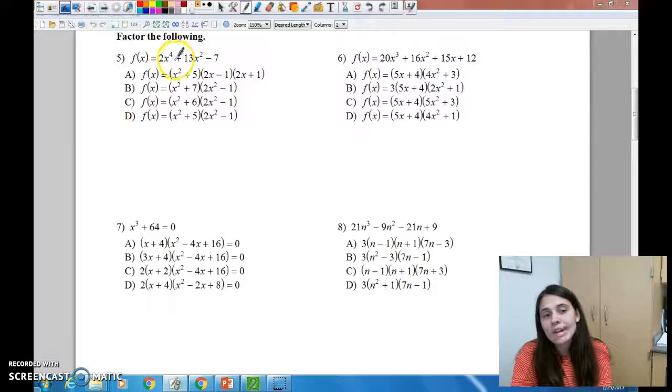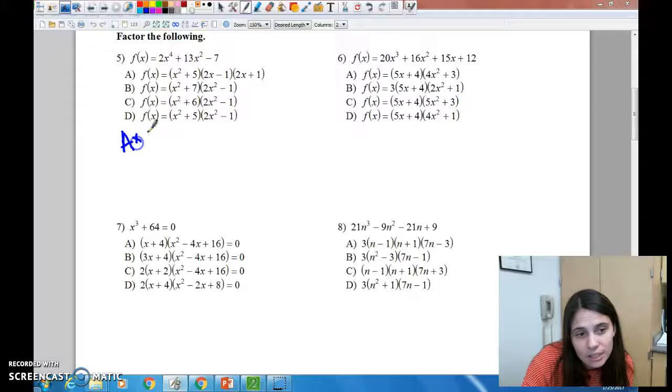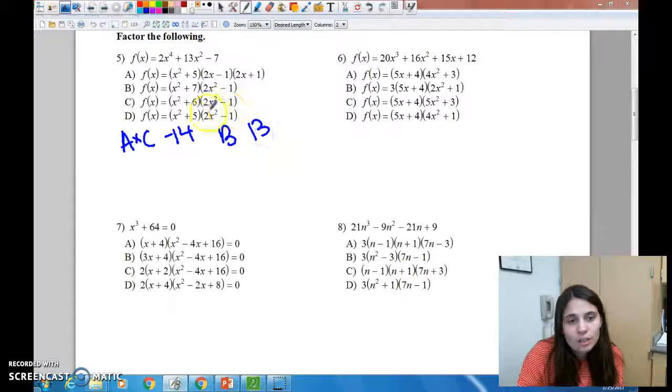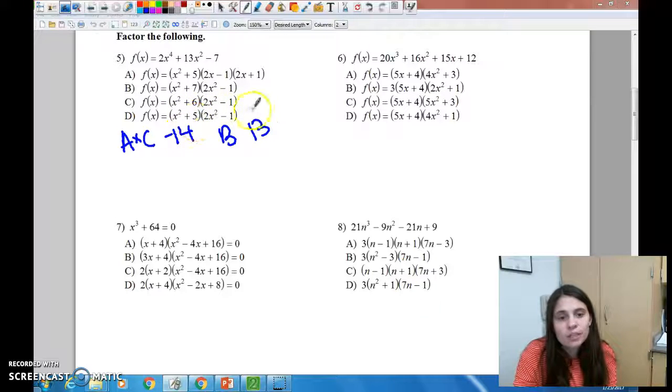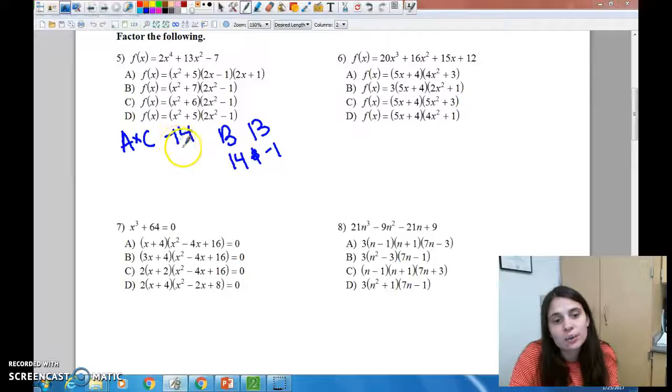So this is a quadratic type factoring. So I'm going to start it the same way. So my a times c is 2 times negative 7, which is negative 14, and my b is 13. So two numbers that multiply to negative 14 and add to 13 would be 14 and negative 1. 14 times negative 1 is negative 14. 14 plus a negative 1 is 13.